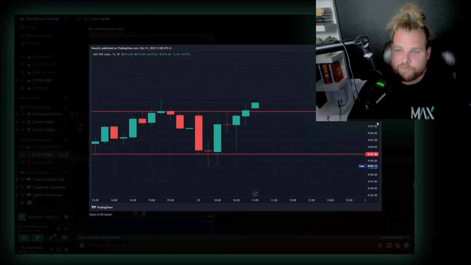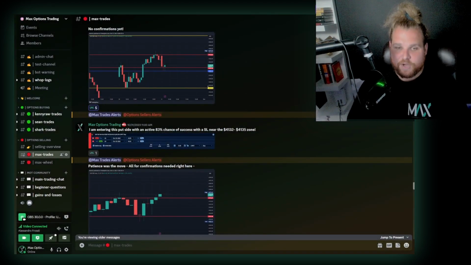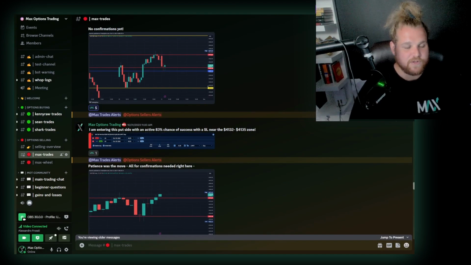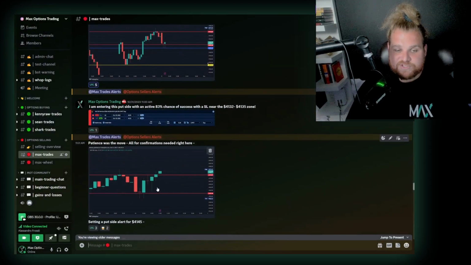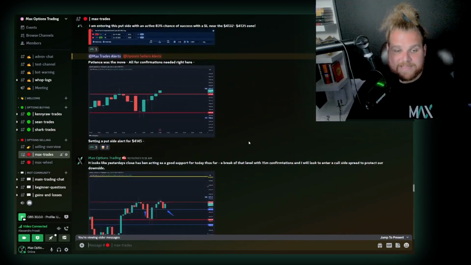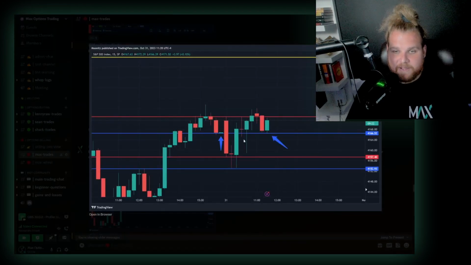We have a reversal breakout, but because I had learned my lessons about patience earlier on in the month, I was able to jump in on the reversal now and get in a put side, whereas normally I would have been in a call side. I would have been getting smoked. So we had that pump up.